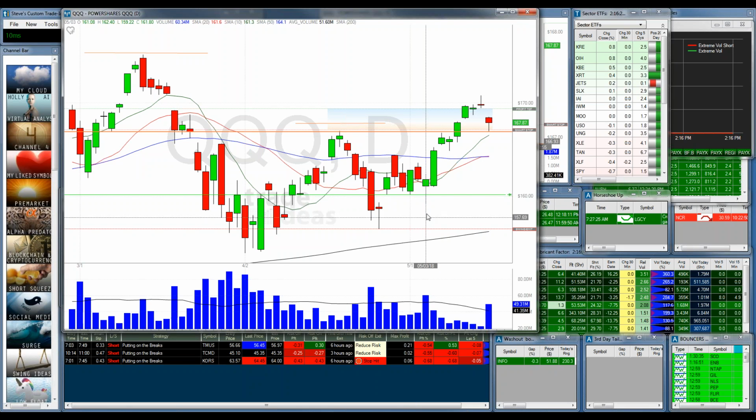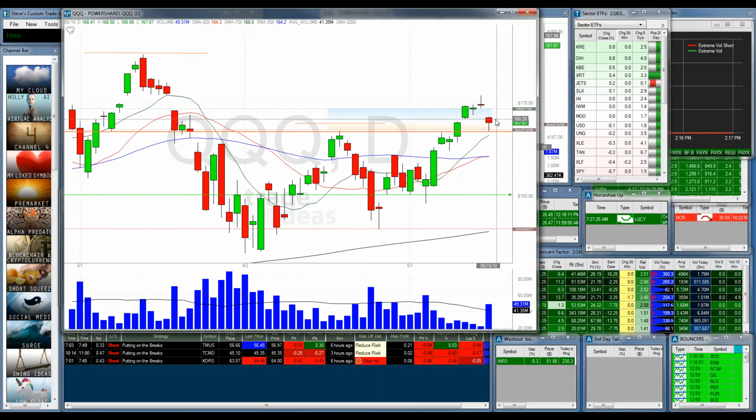A nice bottoming tail, and then 6 or 7 days of green, and then a nice little topping tail with a bit of red in the body, signaling in my world and many others a bit of exhaustion. And so it made perfect sense today to see this pullback. Now, back to where we are in the Qs, very well, it could be that the low of today's candle tagged that pivot line pretty well.